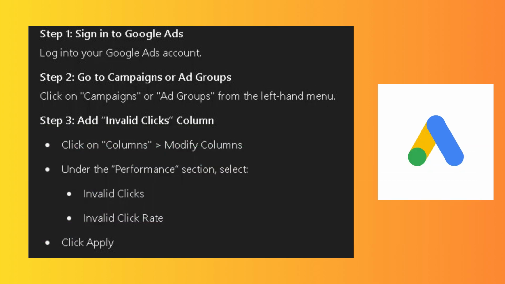First, sign in. Sign into your Google Ads account. Log into your Google Ads account using your credentials. Then, go to campaigns or ad groups. Click on campaigns or ad groups from the left-hand menu.